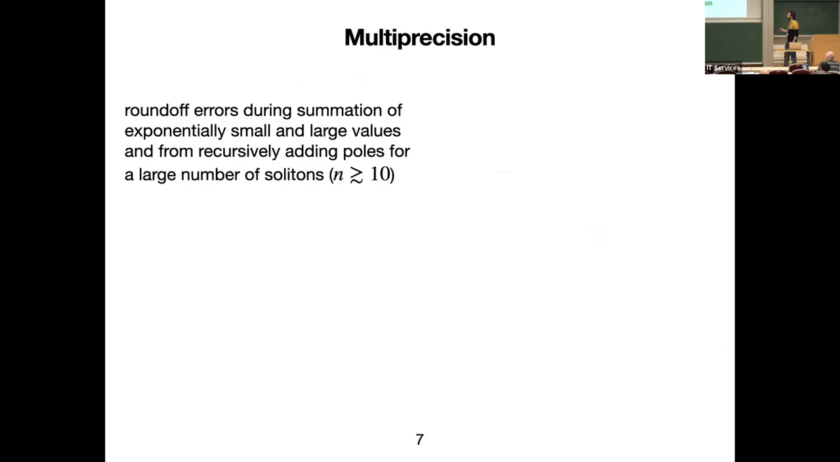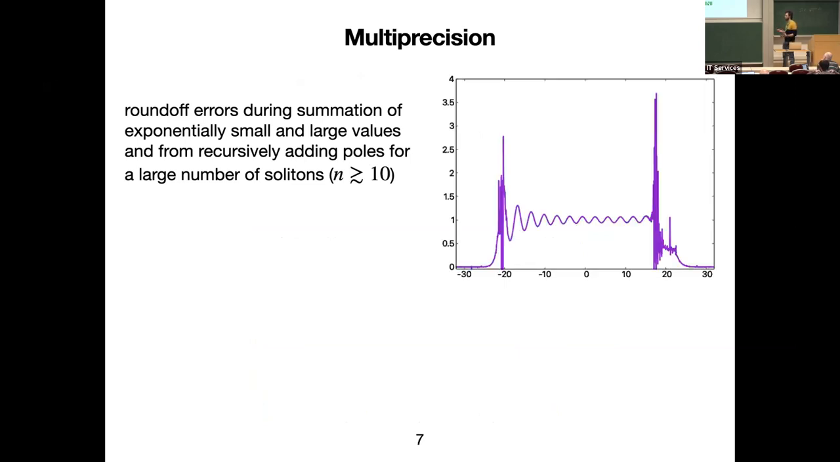The second point I should spend some words on is the fact that we are adding a lot of poles. On each iteration, we are adding a new pole in our equation, and we are summing and subtracting a very big exponential and a small exponential. And so we have round-off errors that start adding up. And actually, we can show that after a few iterations, just 10 solitons, we encounter some clearly non-physical object, because this round-off error has become predominant.